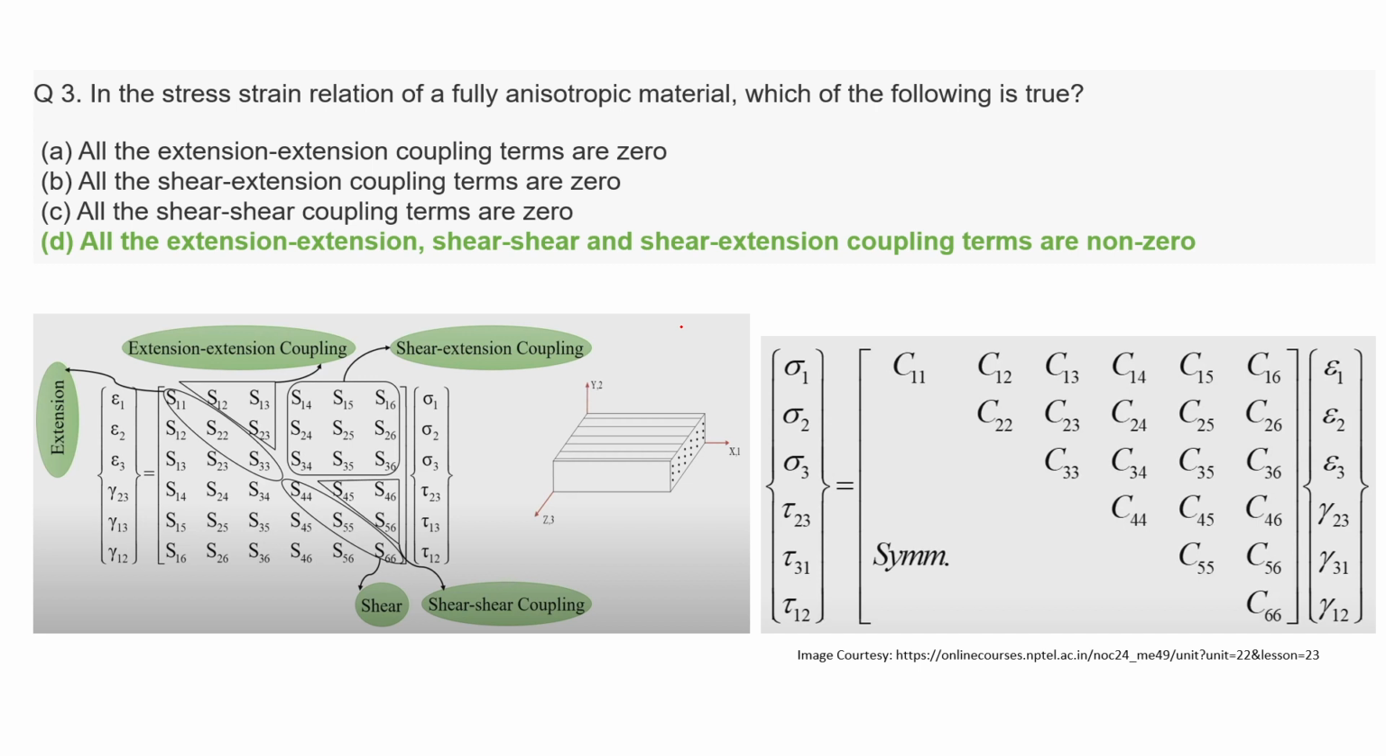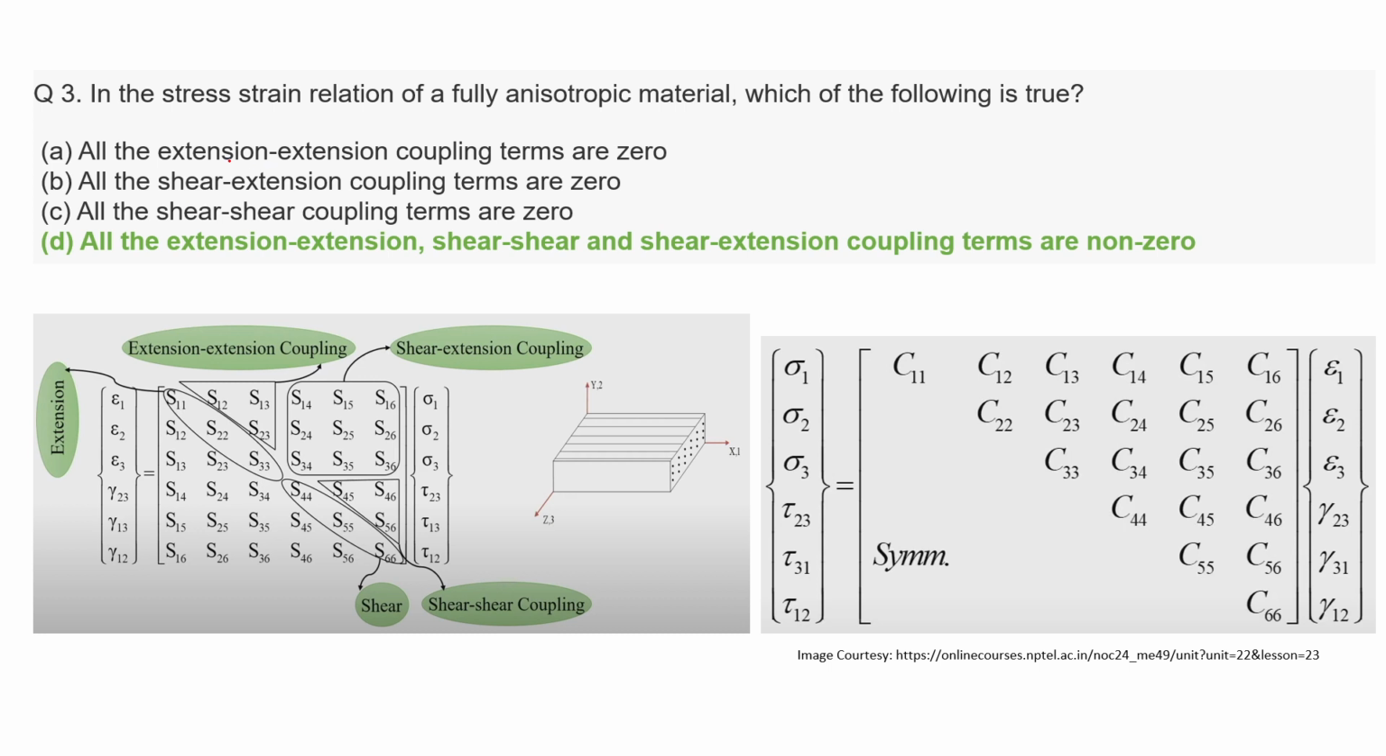So the next question is question number 3. In the stress-strain relation of a fully anisotropic material, which one of the following is true? Option A, all the extension coupling terms are 0. Option B, all the shear extension coupling terms are 0. Option C, all the shear coupling terms are 0. Or option D, all the extension, shear and shear extension coupling terms are non-zero.